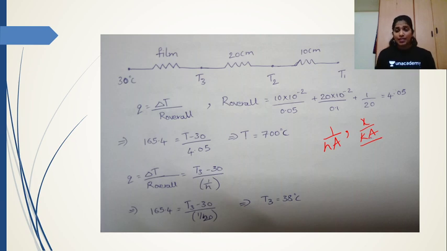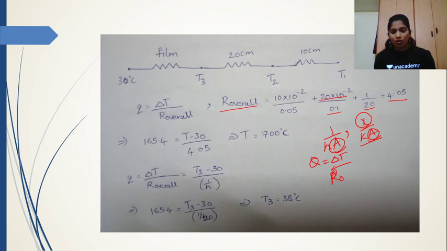So let us assume that the area is 1 meter square, and the heat transfer coefficient is given as 20. Each wall layer has its thickness, and this is the thermal conductivity of the respective slabs. Based on this, after calculating, the overall resistance will be 4.05. So Q is equal to delta T by R overall, as discussed in the previous problem.